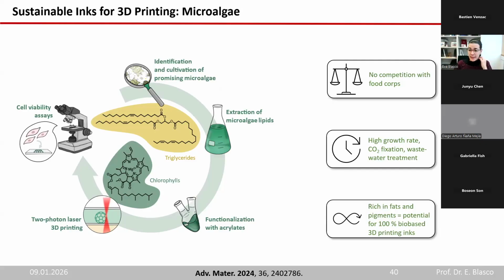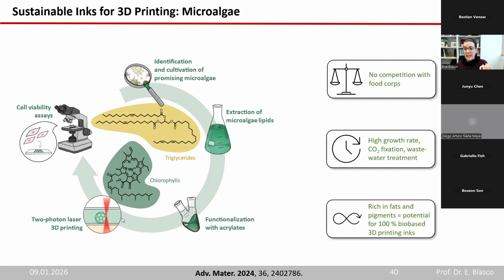So we contacted the Bank of Algae in Spain as a collaborator. We discussed this, and we screened different types of microalgae. They cultivated them, and we selected two as promising because they were growing very fast, and also they were accumulating a lot of lipids, which was what was interesting for us. We got the biomass, we extracted the lipids, and we functionalized them again with acrylates using the solvent-free protocol.